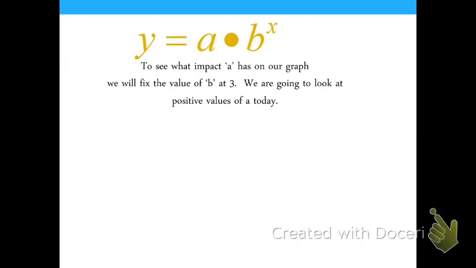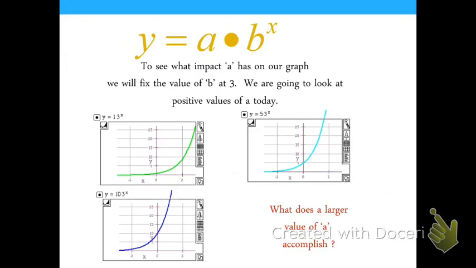Okay, now guys, just go ahead and flip to the back. It's the last part of talking about exponential functions, then you're going to get to your practice. So, again, y equals a times b to the x. Now let's see what impact a has on our graph when we fix the value of b at 3. So our rate is 3, but our a's are going to change. We're going to look at all positive values of it today. So let's keep looking.